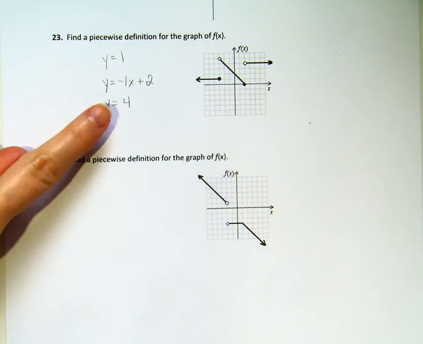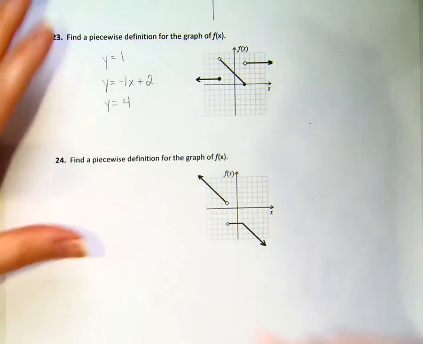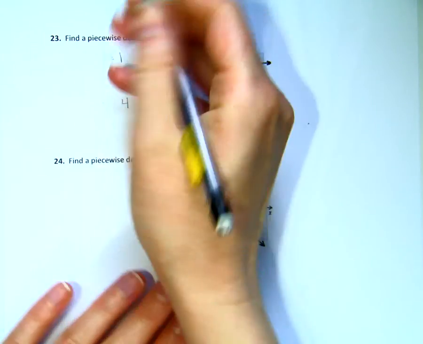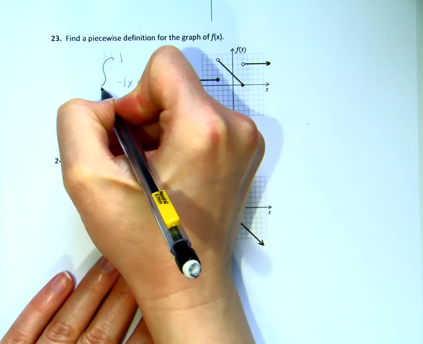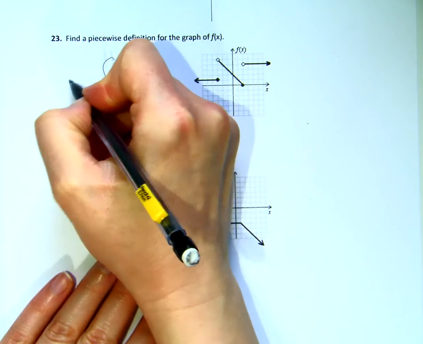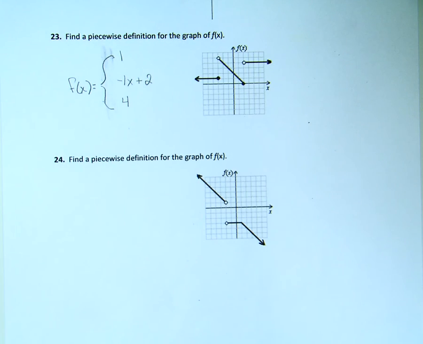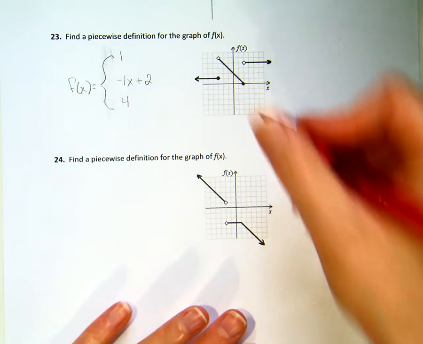Now I don't write them as single equations. Since this is a piecewise function, I get rid of my y's and I write them using this big brace with an f equals all 3. Now the last thing I need to do is determine what my domains are. Where do I have each one of these values? So I need to see where these values stop and start.